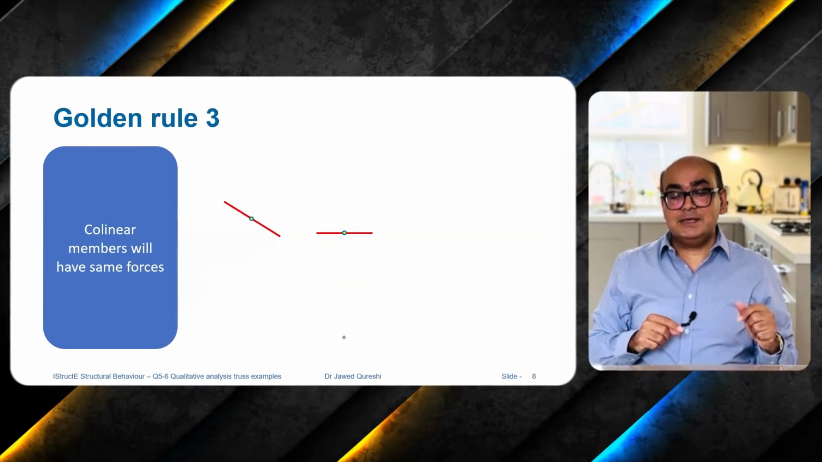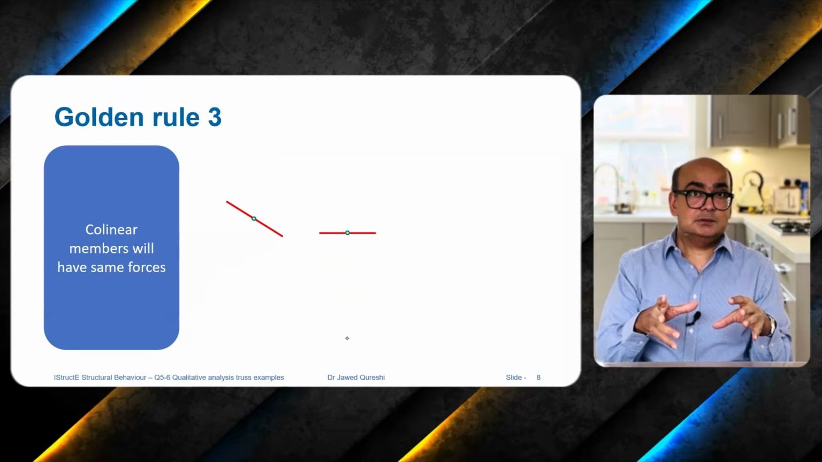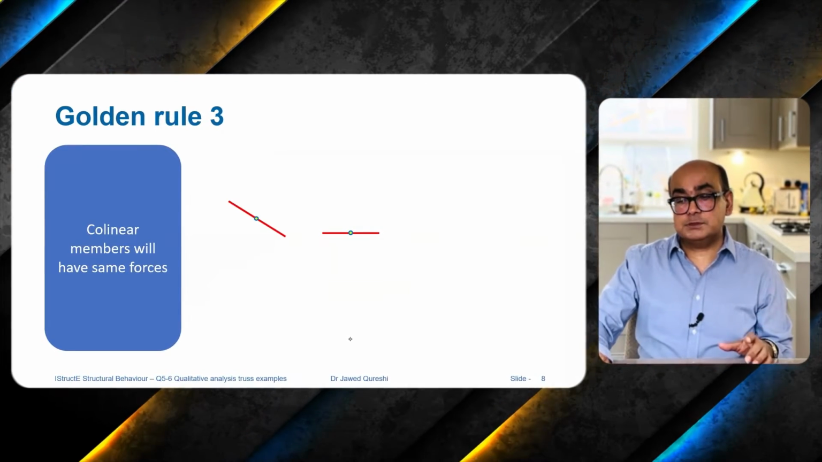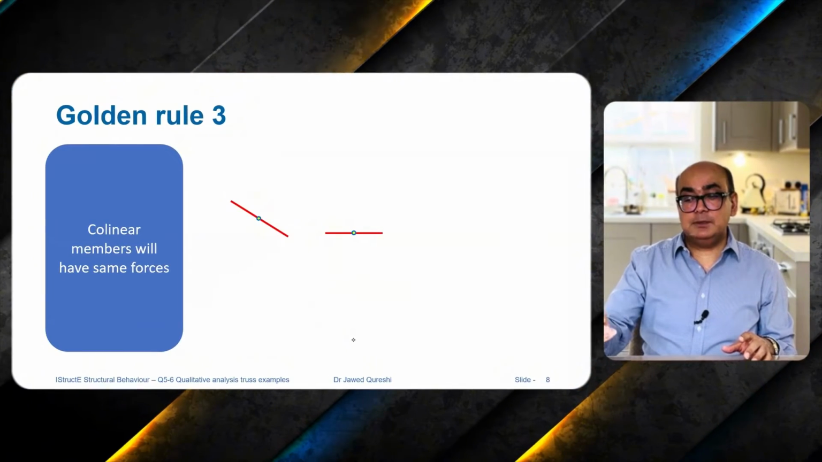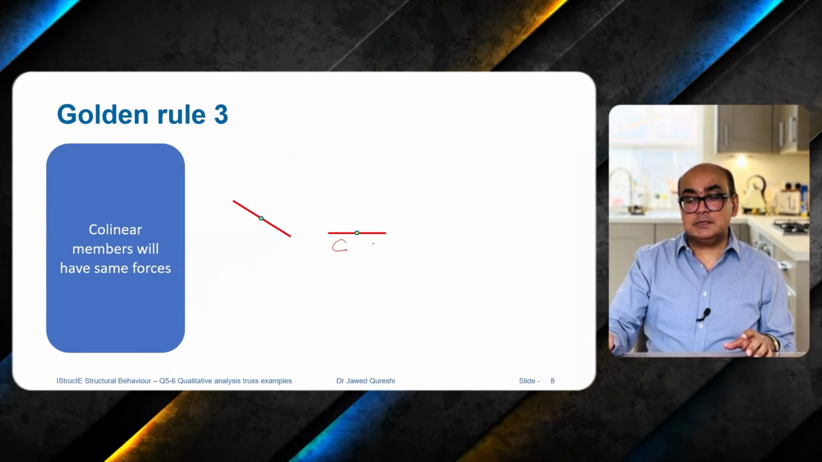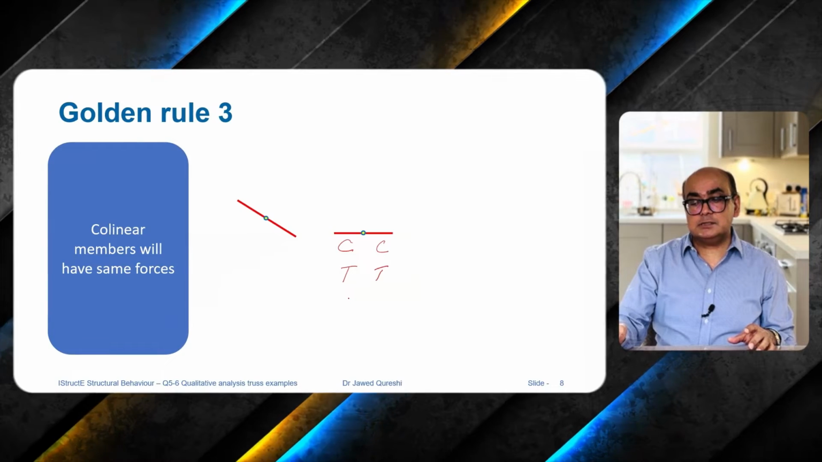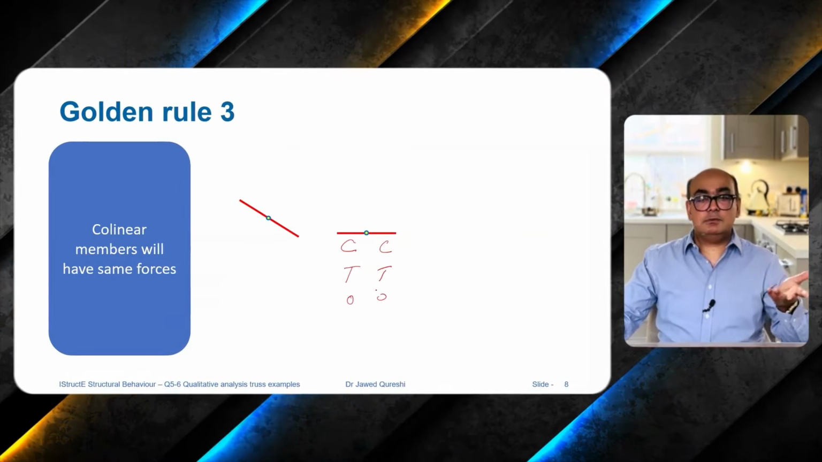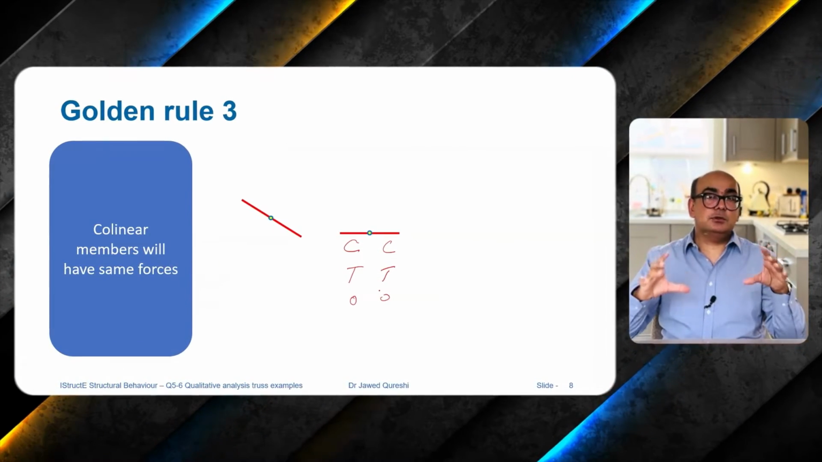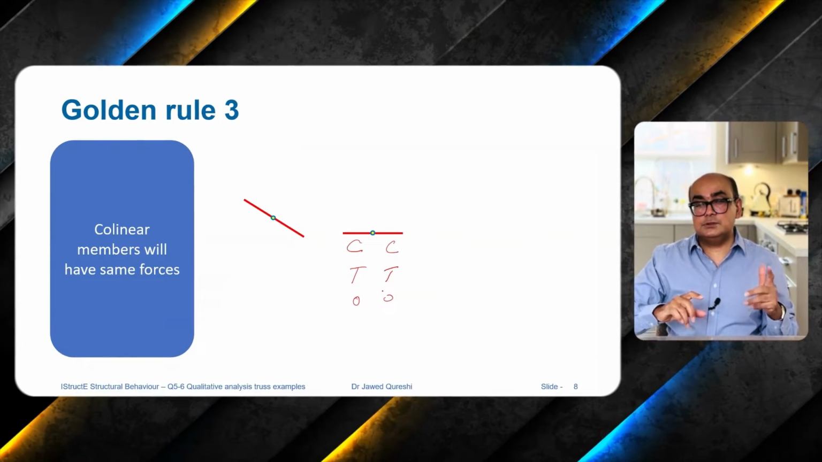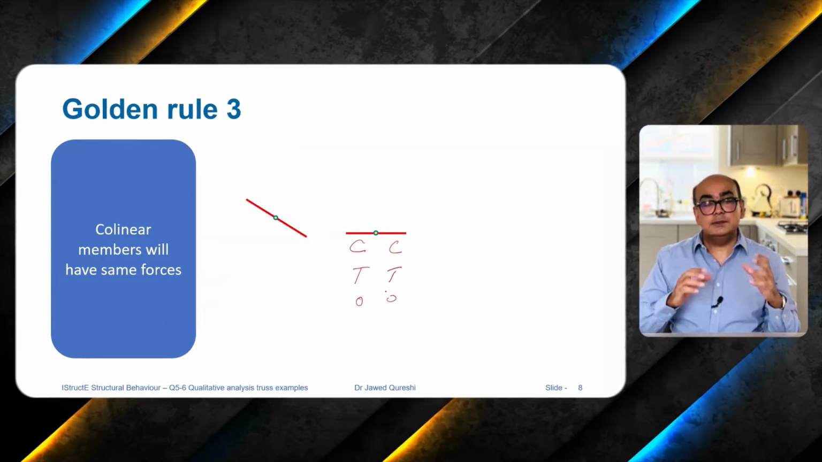Rule number three is that collinear members will have the same forces. So for example, if the left side is compression, the right side has to be compression as well. If the left side is tension, the right side is tension. If it is zero, the right side has to be zero. So these are three golden rules. Remember these rules. We will apply them to these options.